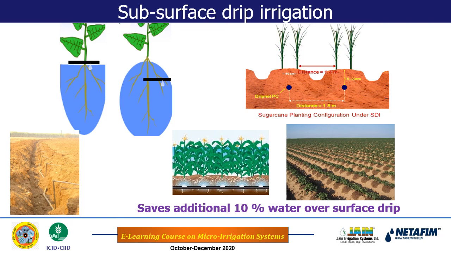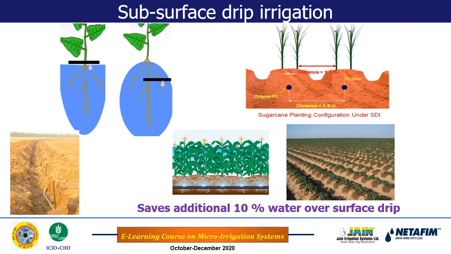Now, in short, we'll see the different versions of the micro irrigation system. As we have seen drip irrigation first, then we are going to see subsurface drip irrigation, micro sprinkler, and bubbler. The components are more or less the same, only there is a difference in the component which emits water.